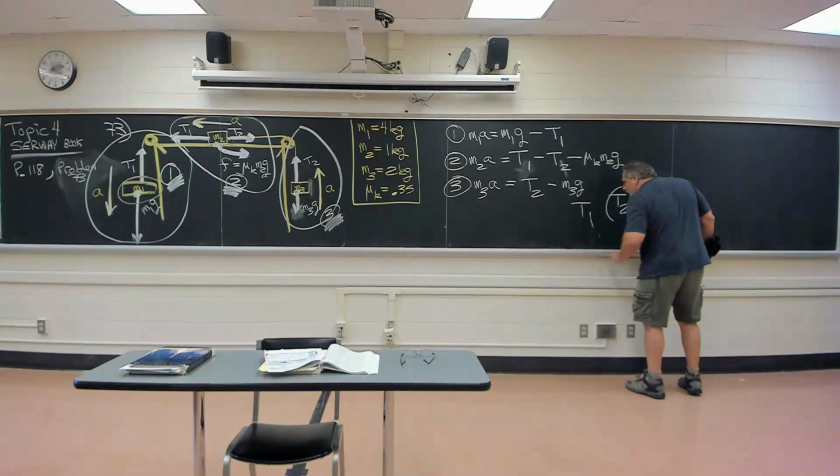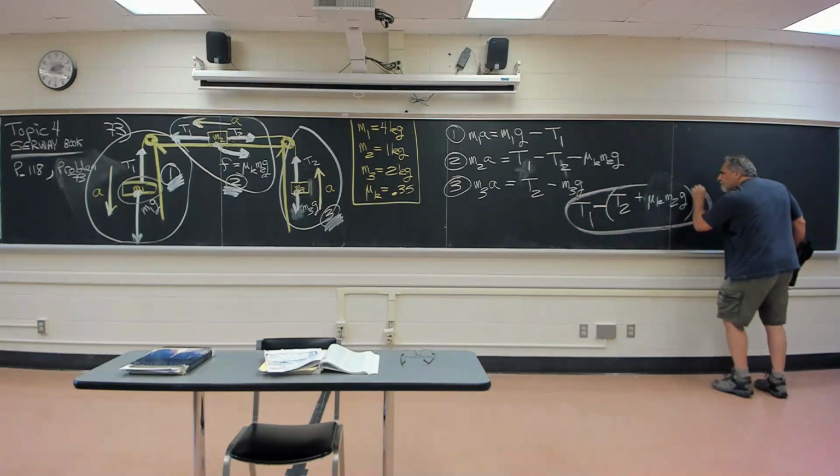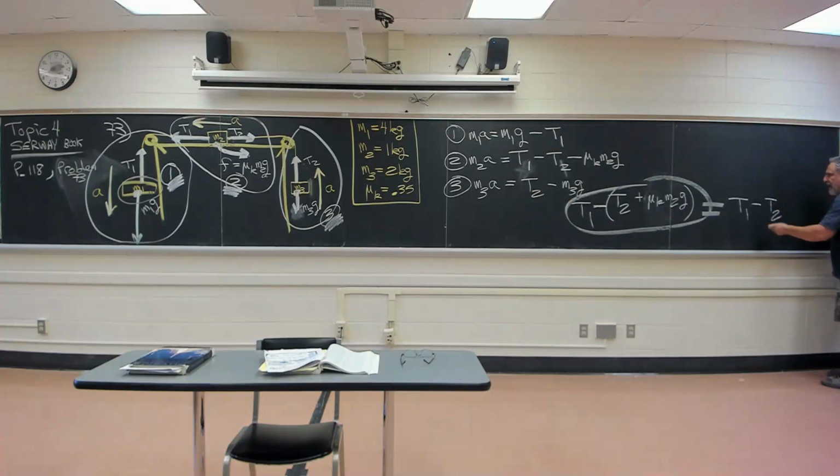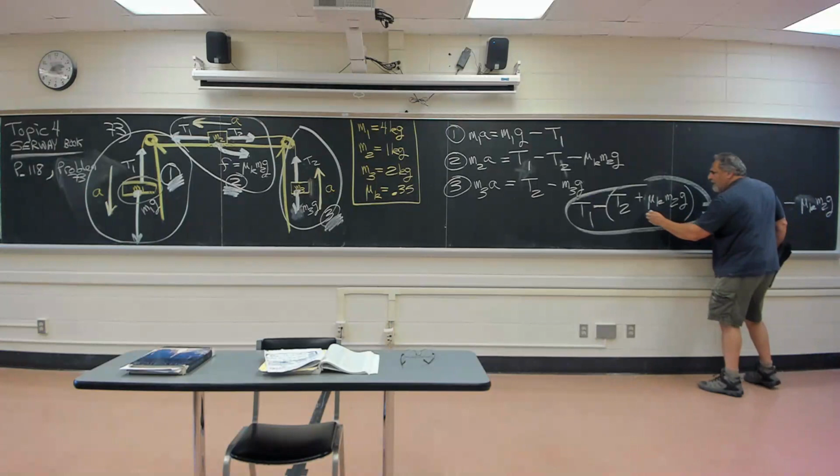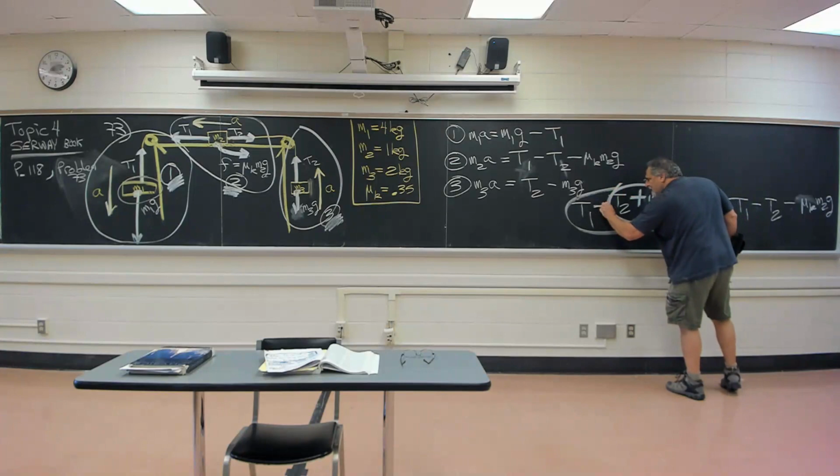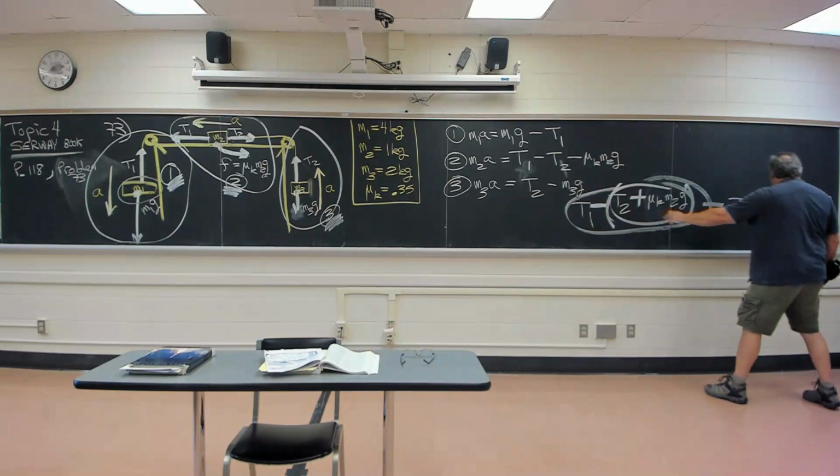And when you subtract those two, you get T1 minus T2 plus a negative mu sub k M2g, or minus T2 minus mu sub k M2g. That's the same as putting these guys together in a sum and then subtracting them. Bring the minus inside, and we're right here. And that's the purpose of how it goes right there.